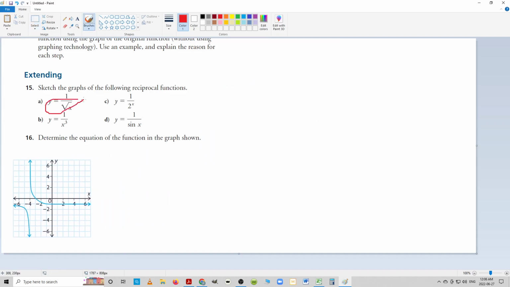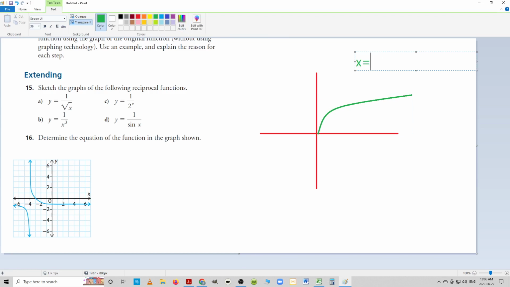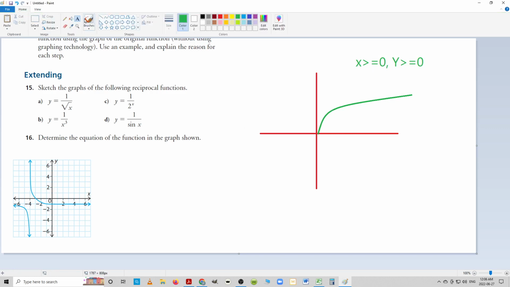First of all, understand the graph of the square root of x. The square root of x has a domain that's restricted to the right and a range that's restricted there. So x is bigger or equal to 0 and y is bigger or equal to 0, which means if I take the reciprocal of y, first of all, it can't exist here because y is 0 there. So you're going to see this weird thing happen like this.